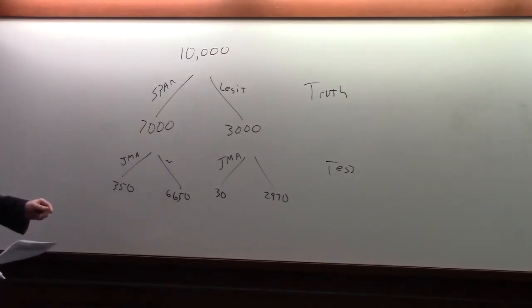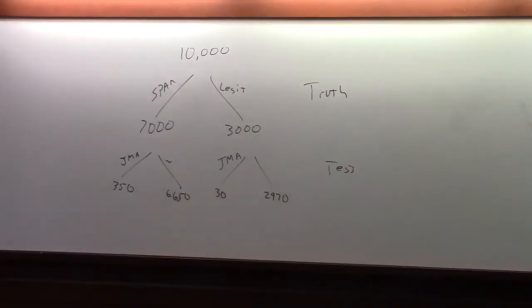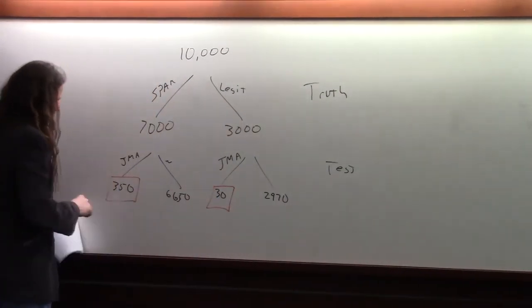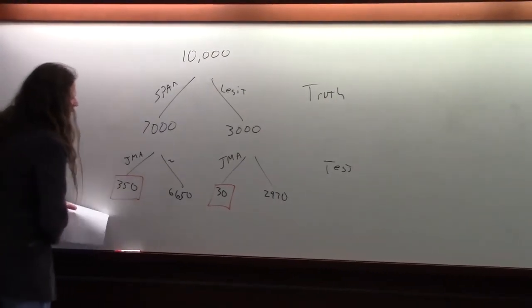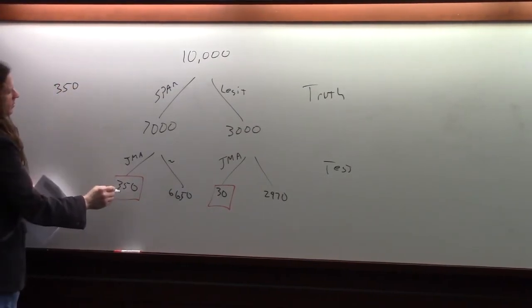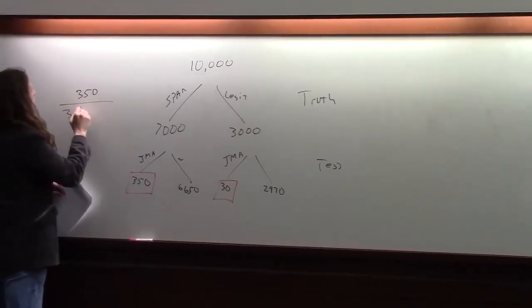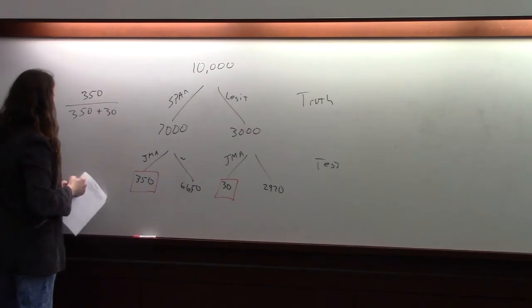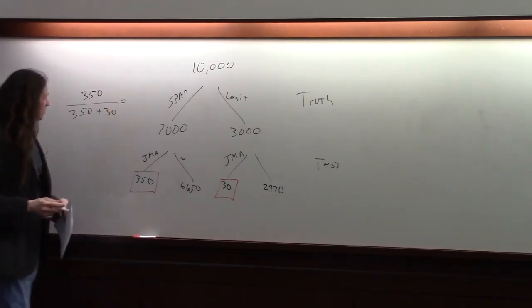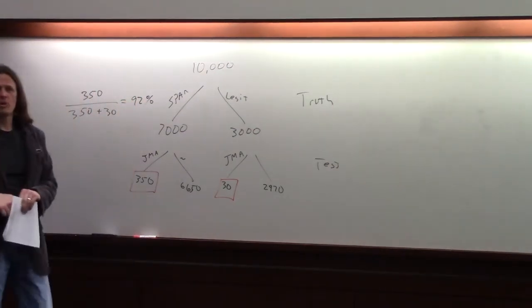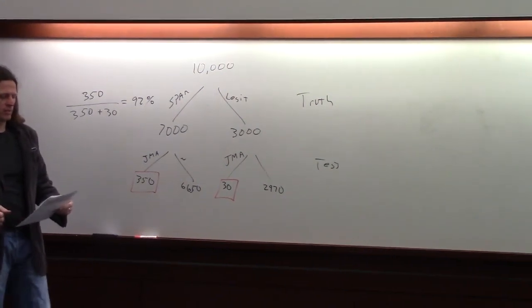So the question at hand then is, if you have email that says "join millions of Americans," which are these 2 here, what's the probability that it's spam? So you say, well, 350 of them are spam that say "join millions of Americans." You have 350 plus 30 total emails that say "join millions of Americans." So whatever that number equals, like 90-something%. So that's problem number 2, the question about spam filters.